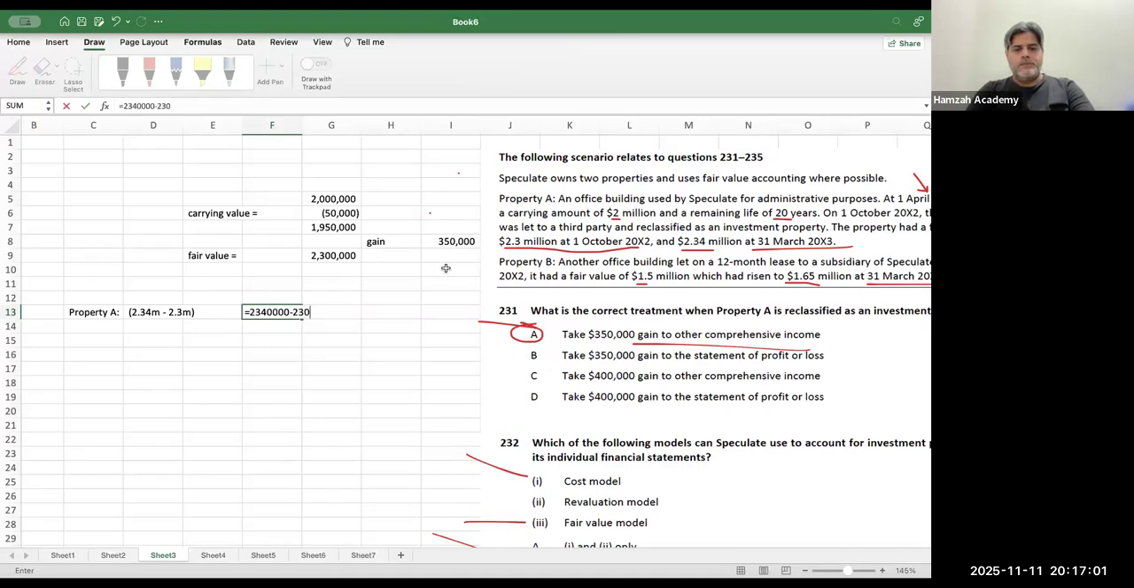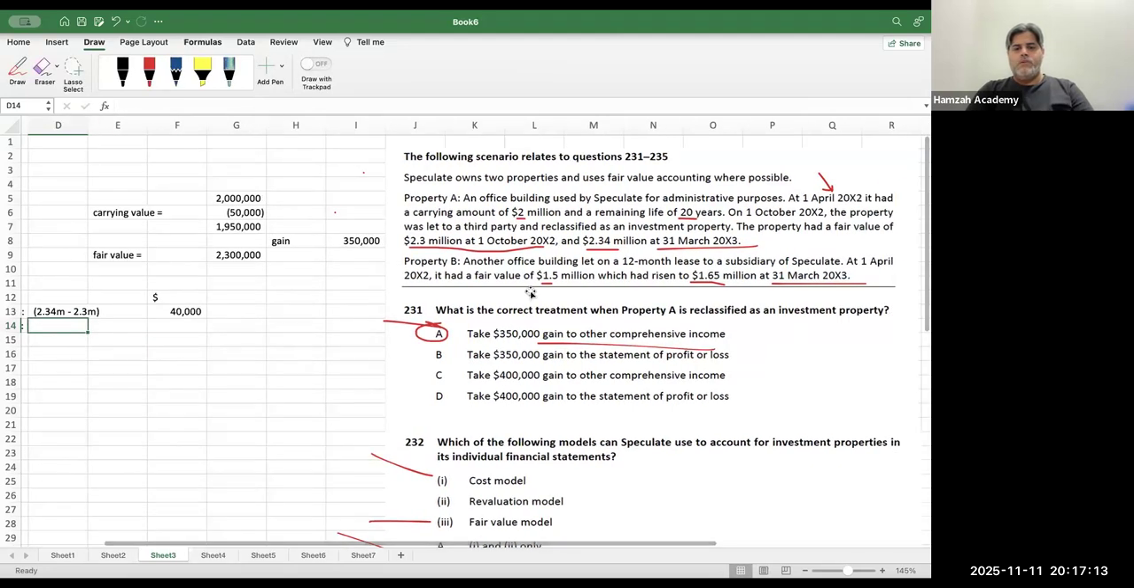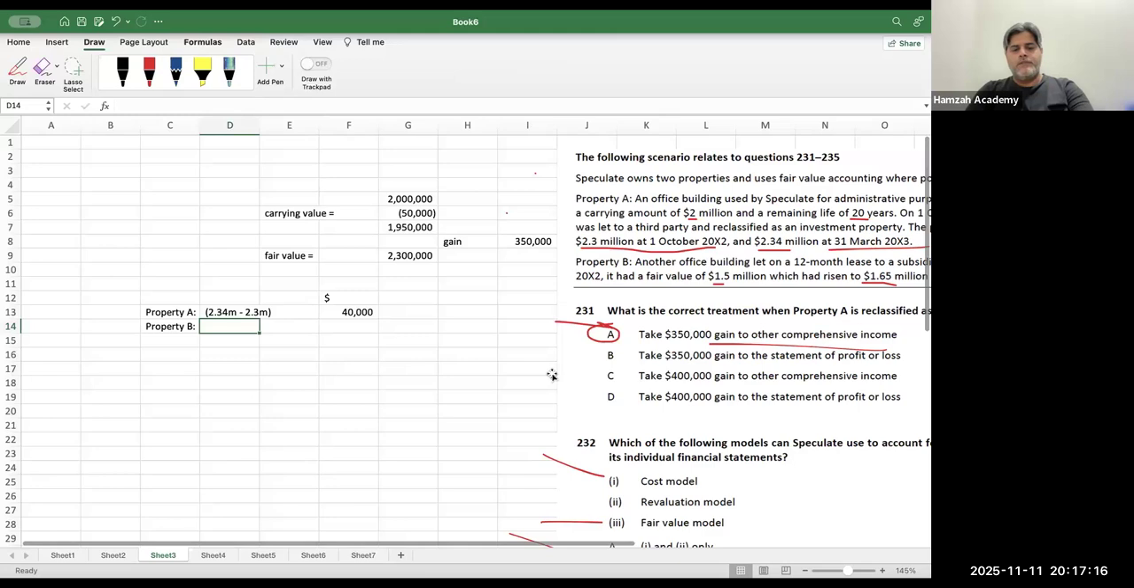So 2,340,000 minus 2,300,000. So we have this 40,000 over here. Then property B, 1.5 to 1.65.